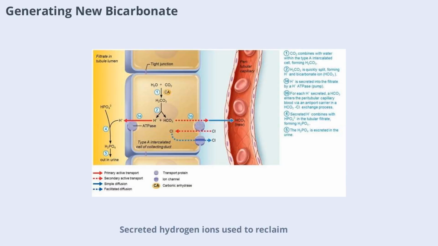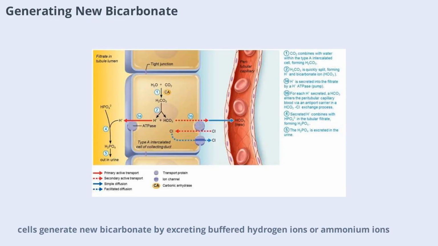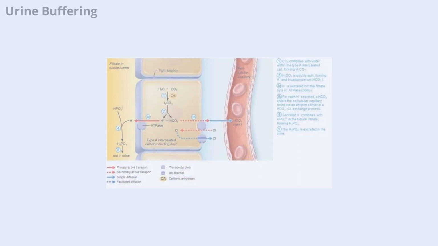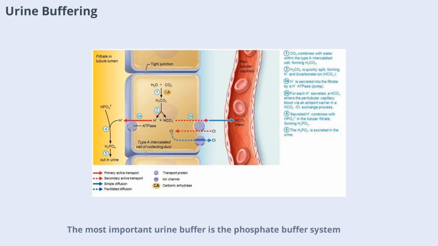Secreted hydrogen ions used to reclaim filtered bicarbonate are incorporated into water molecules, which can be reabsorbed. Two mechanisms in the proximal convoluted tubule and type A intercalated cells generate new bicarbonate by excreting buffered hydrogen ions or ammonium ions. The most important urine buffer is the phosphate buffer system.